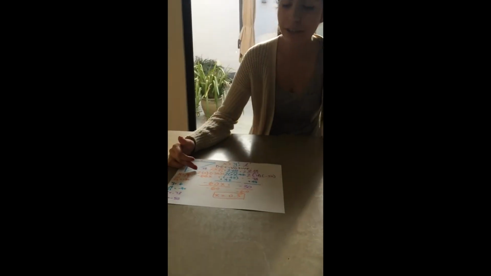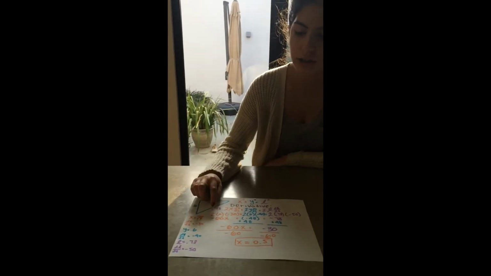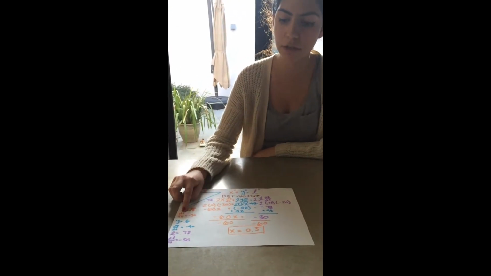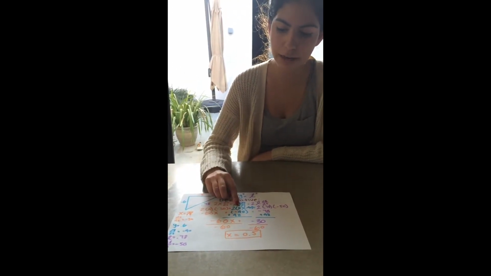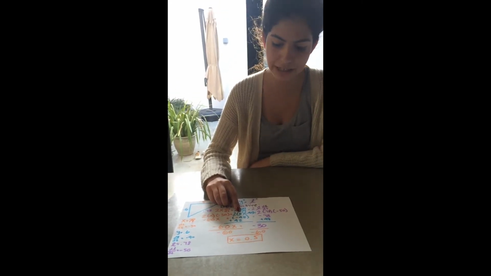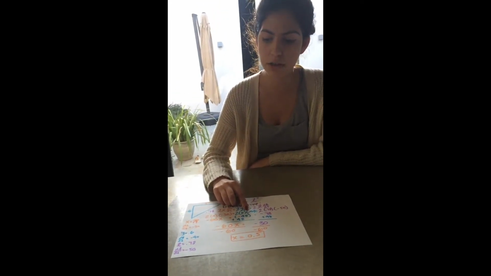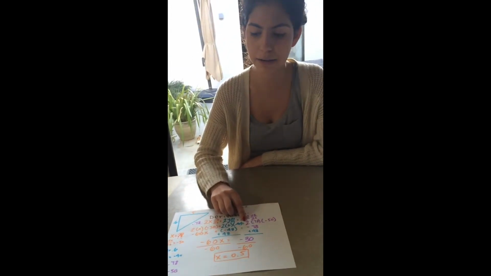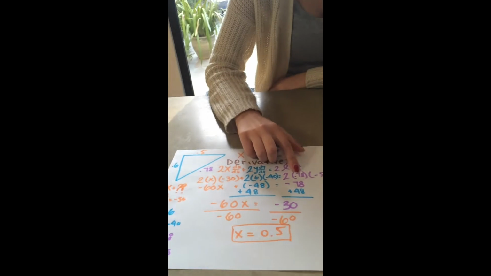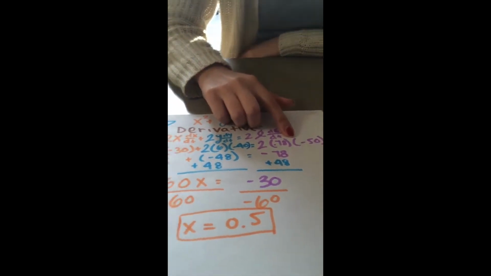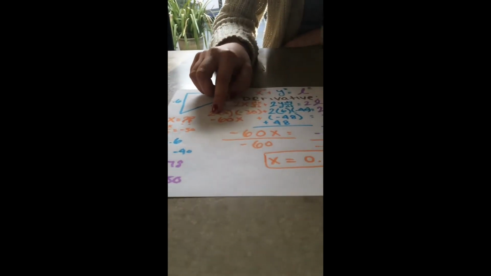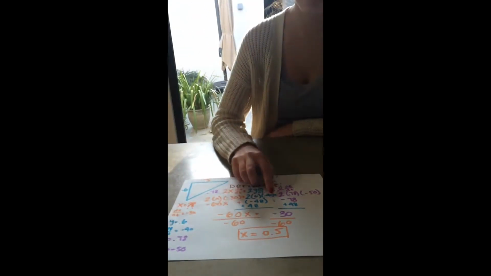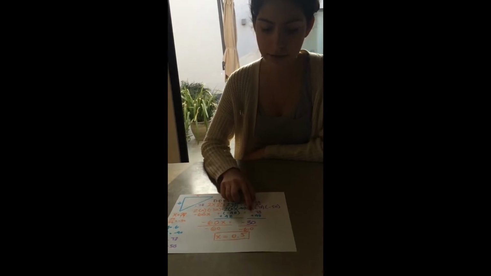After figuring out the derivative, we're going to start plugging in our givens. So 2 times x times negative 30, which is dx over dt, plus 2 times 0.6, which is our y, times negative 40, which is our dy over dt, which equals 2 times L, which is 0.78, times negative 50, which is our dL over dt. After multiplying those out, we get negative 60x plus negative 48, which equals negative 78.